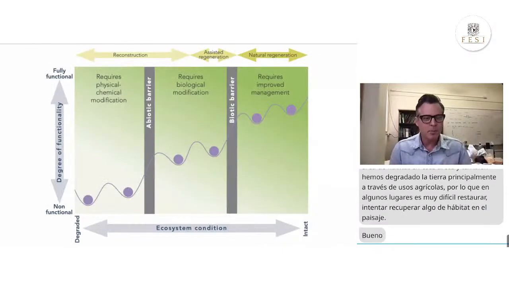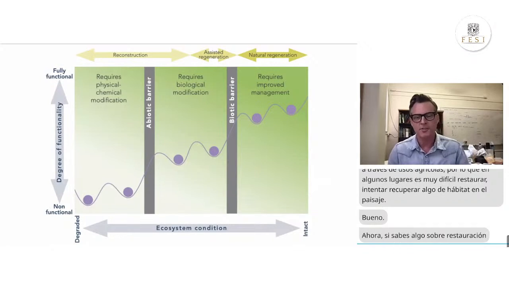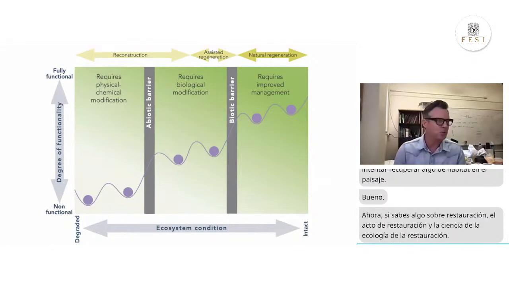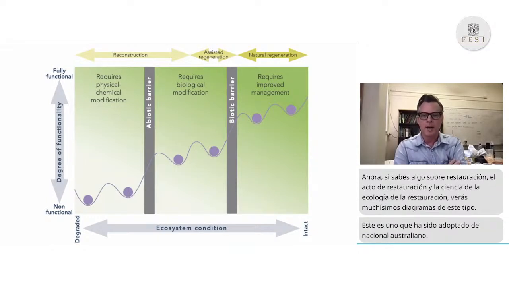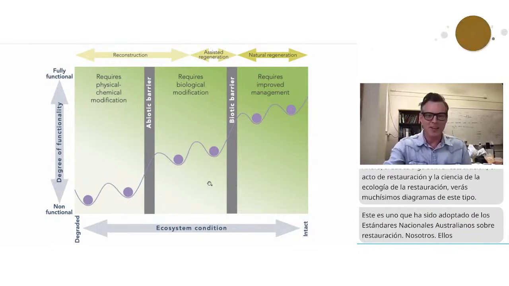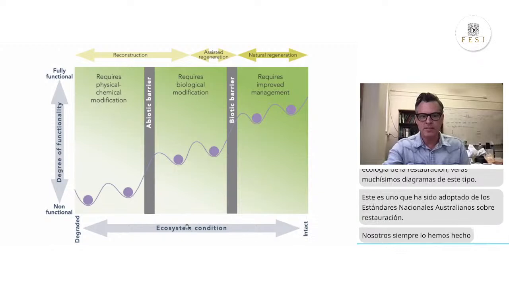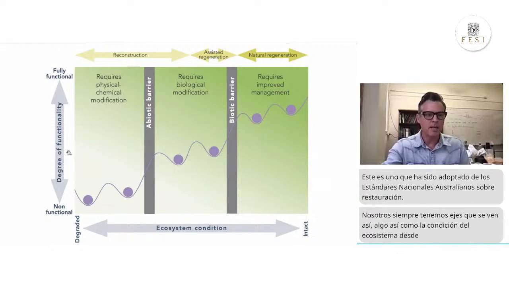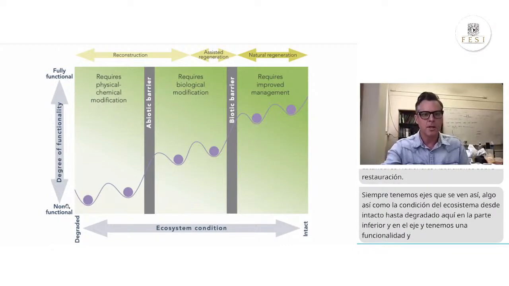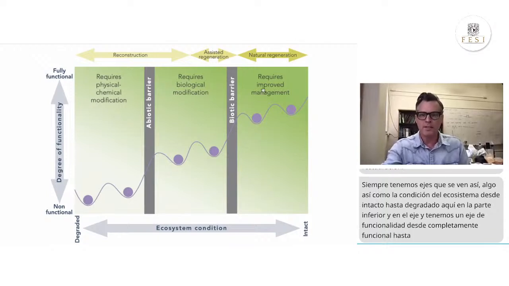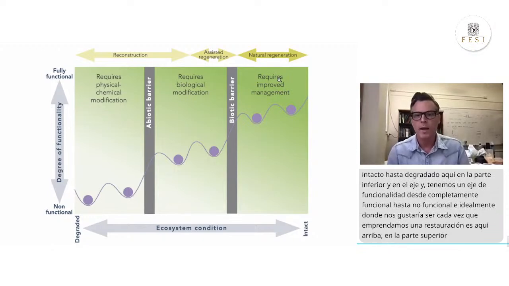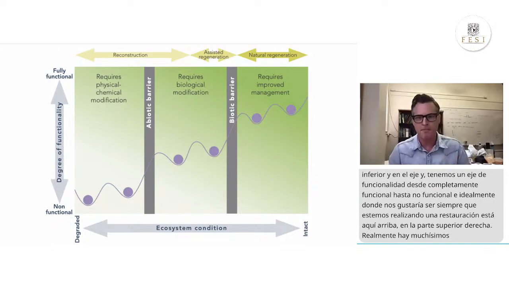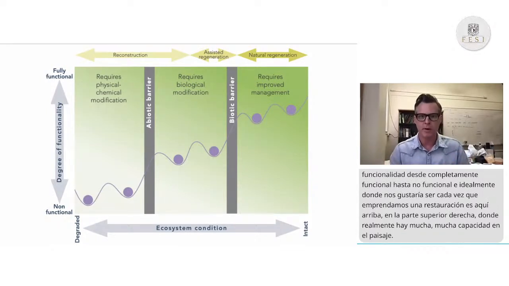Now, if you know anything about restoration, the act of restoration and the science of restoration ecology, you see lots and lots of these sorts of diagrams. This is one that's been adopted from the Australian National Standards on Restoration. They always have axes that look like this, something like ecosystem condition from intact to degraded on the bottom here. And on the y-axis, we've got a functionality axis from fully functional to non-functional. Ideally, where we would like to be whenever we're undertaking restoration is up here in the top right, where there's lots and lots of capacity in the landscape for passive recovery, natural regeneration, if you like.